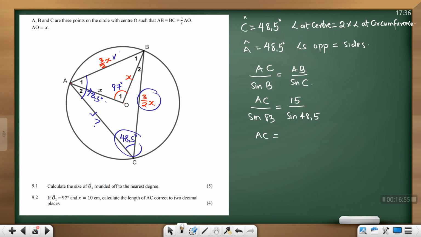I hope it makes sense. It's just trigonometry here, sine rule. This is a beautiful question. This was to throw learners off. 19,88.